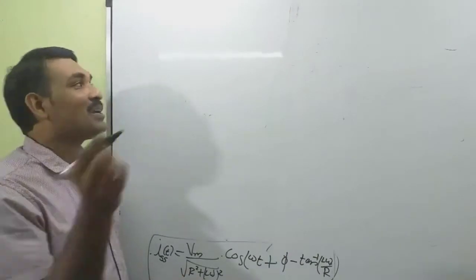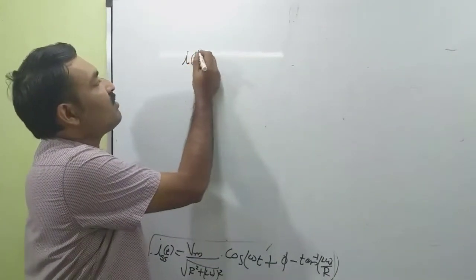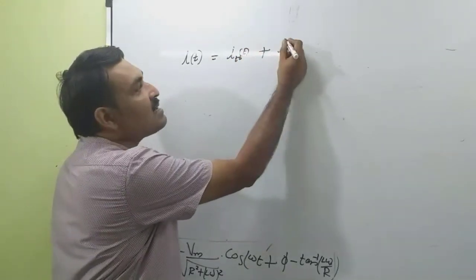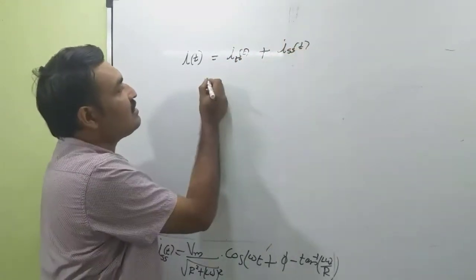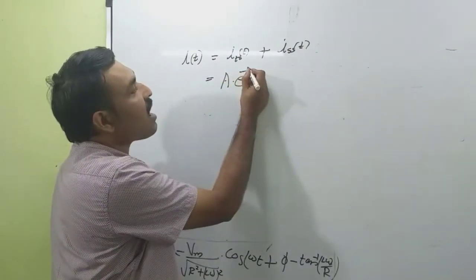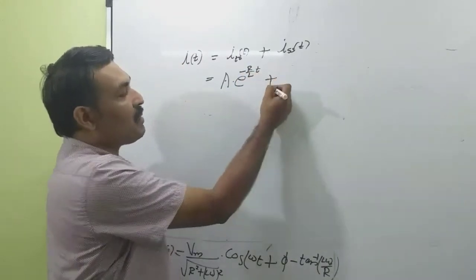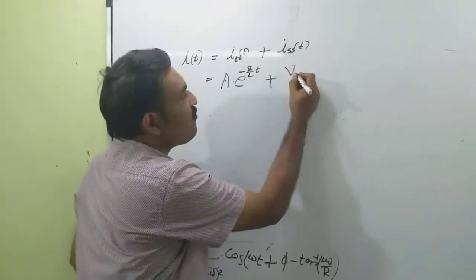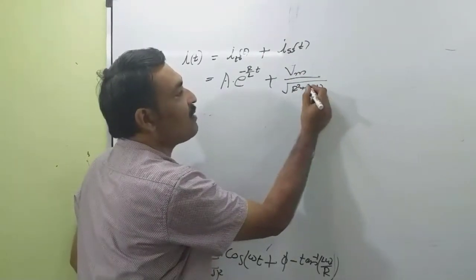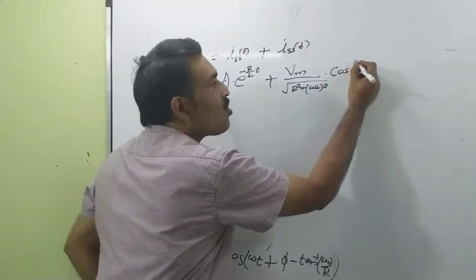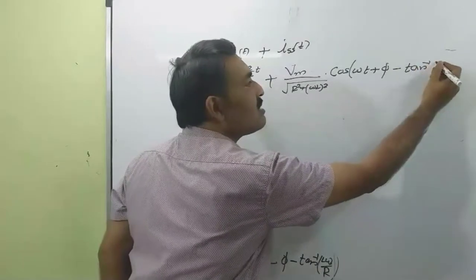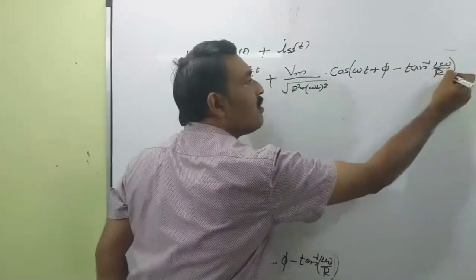So we can write the total response I of t equal to the I transient portion plus the I steady state portion. The transient portion is A into e raised to minus R by L into t, plus the steady state portion, Vm divided by square root of R square plus (omega L) square, into cos(omega t plus phi minus tan inverse of L omega by R).